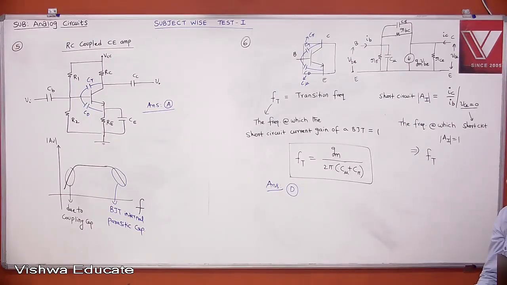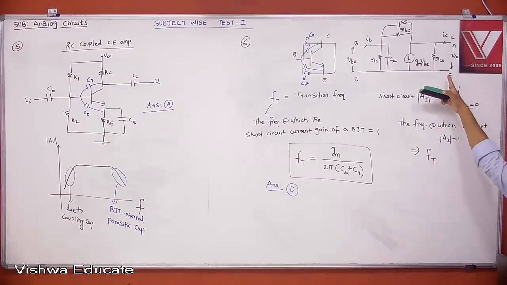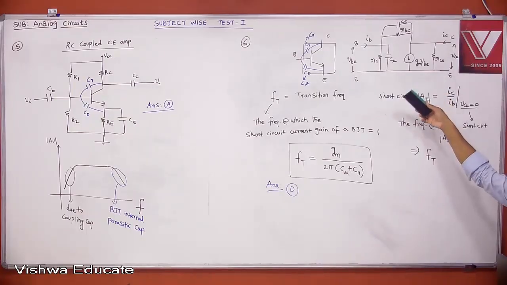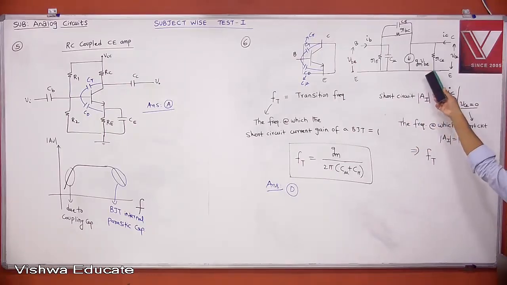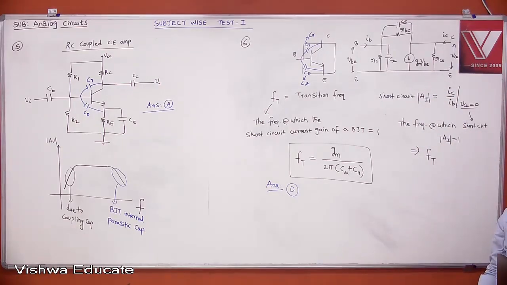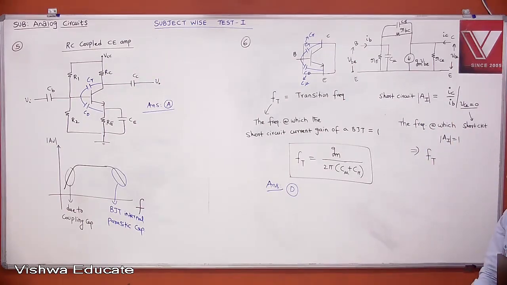I will give you 30 seconds more. Then we will see problem number 7. Therefore, if you compare, R pi is nothing but HIE in the case of the H parameter model, and RCE is almost correlated to 1 by HOE. GM times VBE, but it is not straightforward, related to HFE. That's why HFE, GM is equal to HFE by HIE. Therefore, GM relates to the H parameters. We already correlated that before. Done. Now, problem number 7.